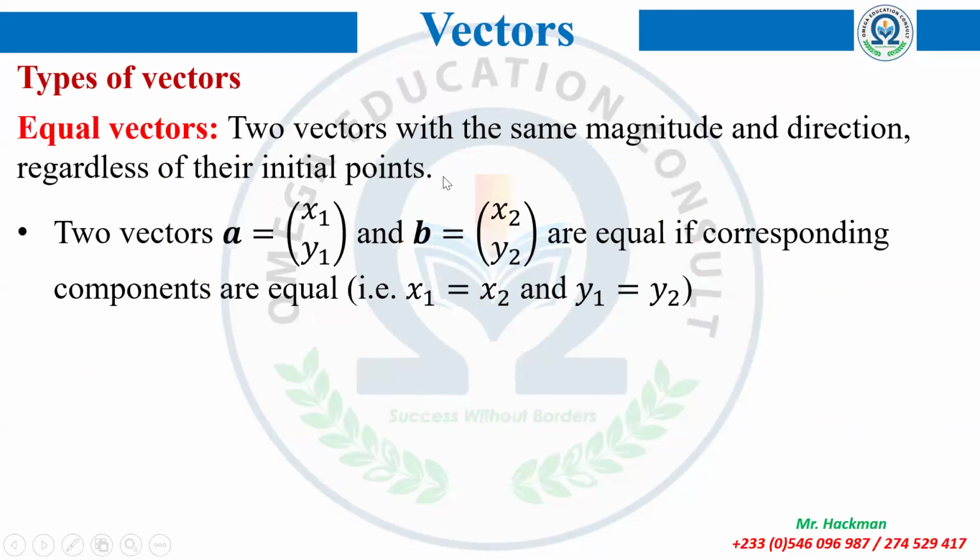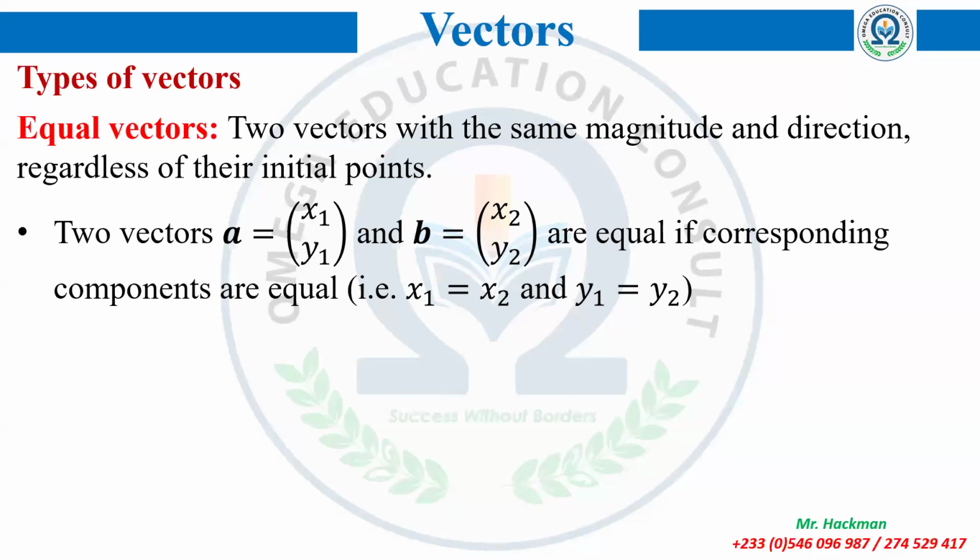So the next type, still on types, will be equal vectors. The name itself should connote something, should tell you what it is. Two vectors with the same magnitude and direction, regardless of their initial points. So whenever you have two vectors that are in the same direction and have the same magnitude, then you can say that the two vectors are equal.